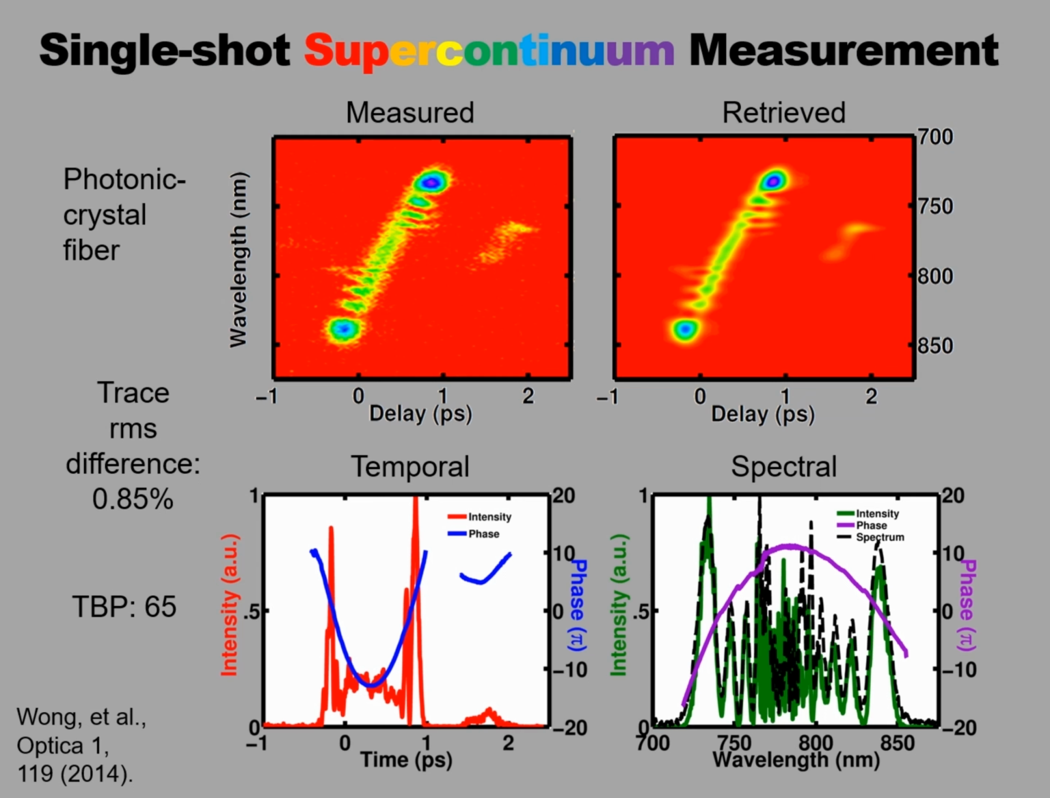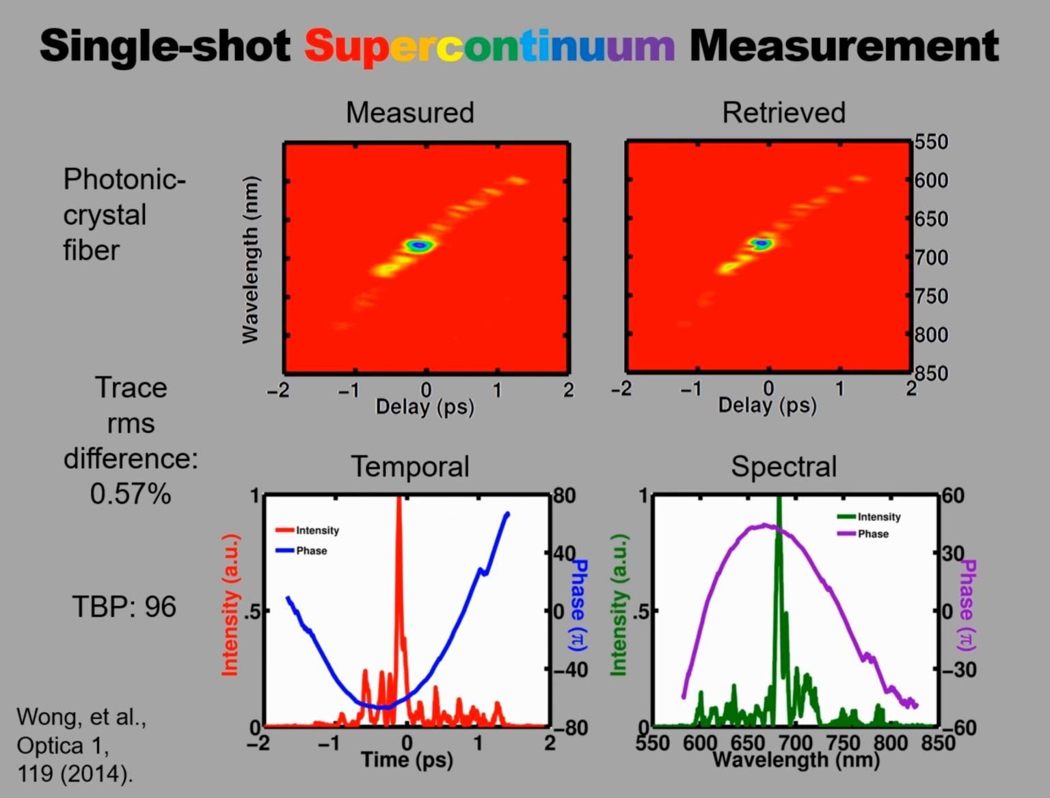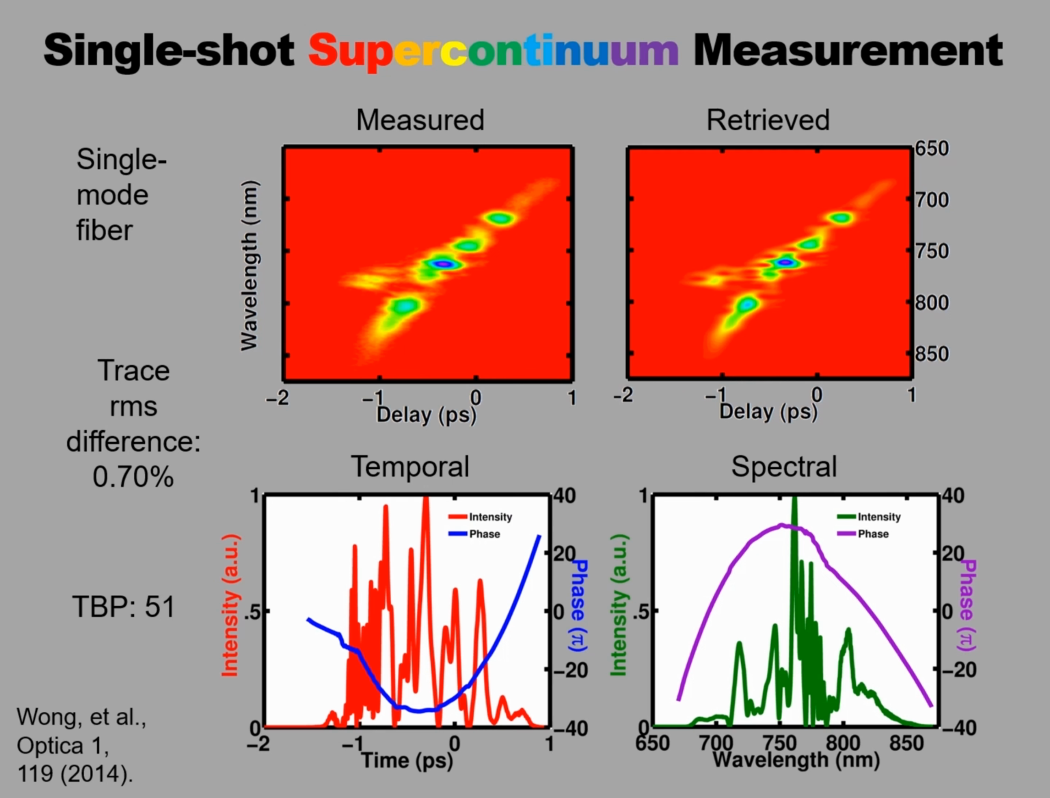The time bandwidth product is 65. There's also good agreement with a spectrometer measurement of the spectrum, although the spectrometer spectrum was contaminated by fiber cladding light. And here's another single-shot measurement of supercontinuum from a photonic crystal fiber. Here, the time bandwidth product is 96. And finally, here's another single-shot measurement of supercontinuum, this time from single-mode fiber. This technique can also measure even more complex pulses, but we ran out of money before we could push the technique to its limit.